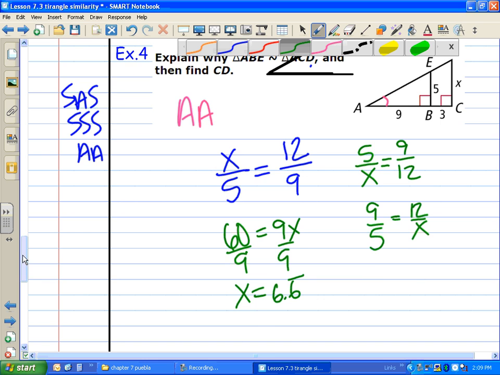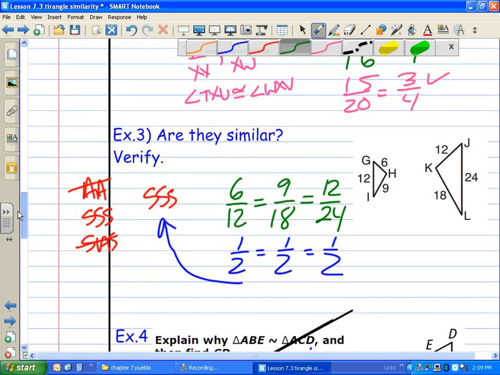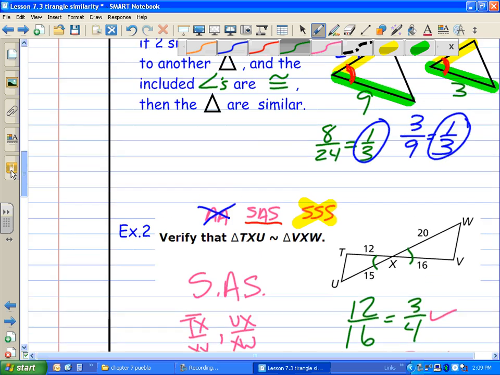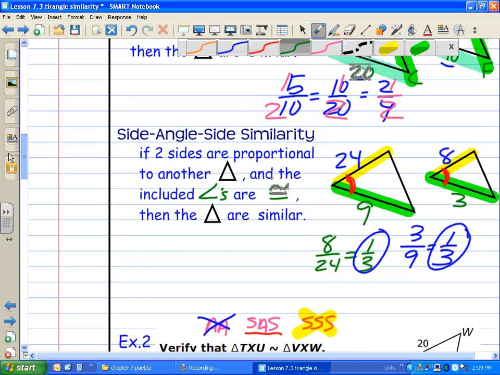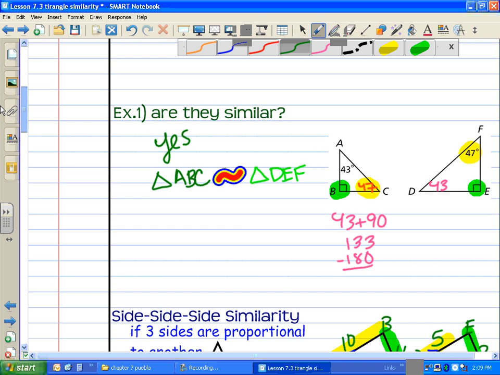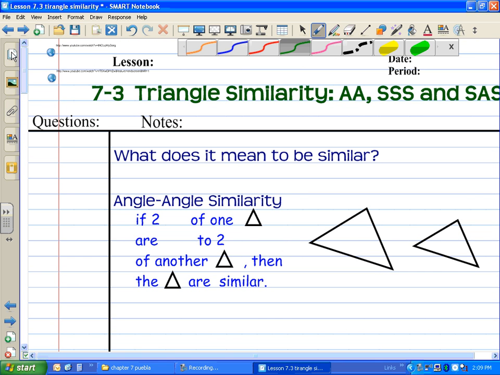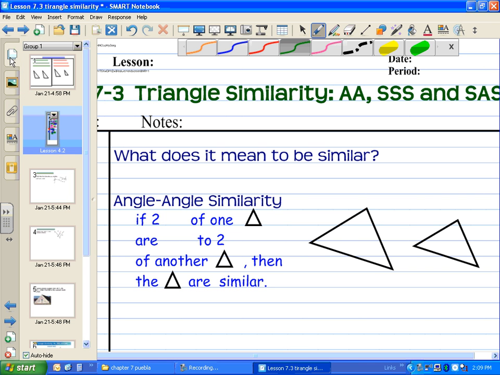Your job is going to be on a test to tell me what theorem you can use to prove they're similar. Is it side, angle, side, angle, angle, or side, side, side? One of those three, based on what picture I give you. That's going to be your task. Now, if you had any questions, make sure you write down little stars next to it or notes so I know what you need help with.